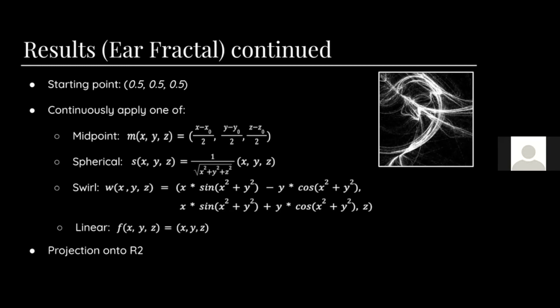So again, linear can scale it, while the swirl and spherical will make these nice curves and swirls as you see in the top right. Then the midpoint can also make more straight lines on the fractal. So after doing that 50 million times, we end up with a 3D space, and then we project it, and then you get this sense of depth in the fractal, as you can see.